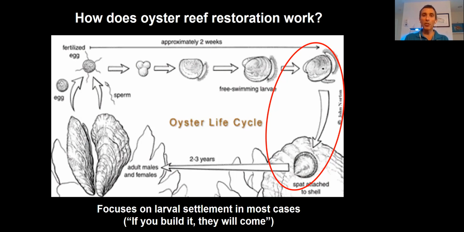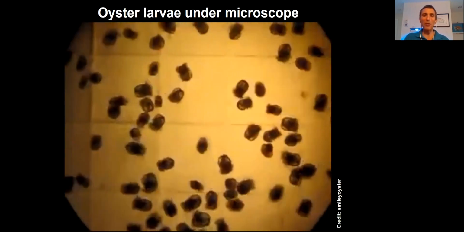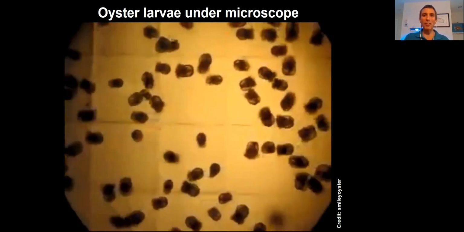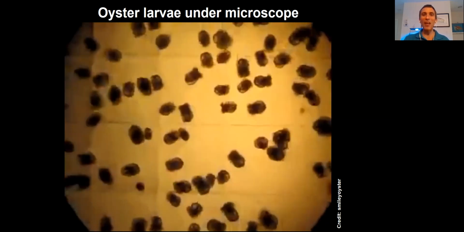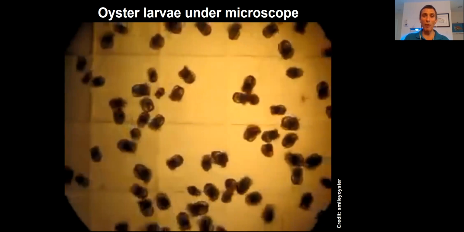So in order to build an oyster reef, we have to go back to that, I guess probably late 1980s movie, Field of Dreams. If you build it, they will come. This is a video of baby oysters while they were actually in that swimming phase of their life. Pretty cool to think of an oyster as swimming.